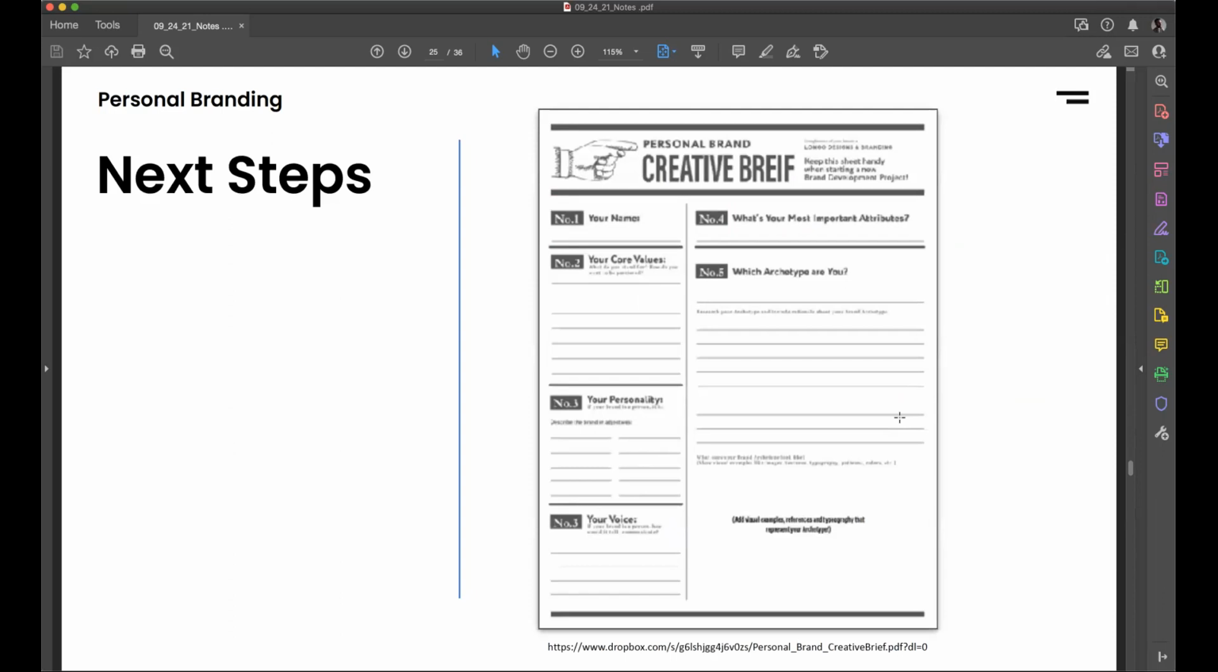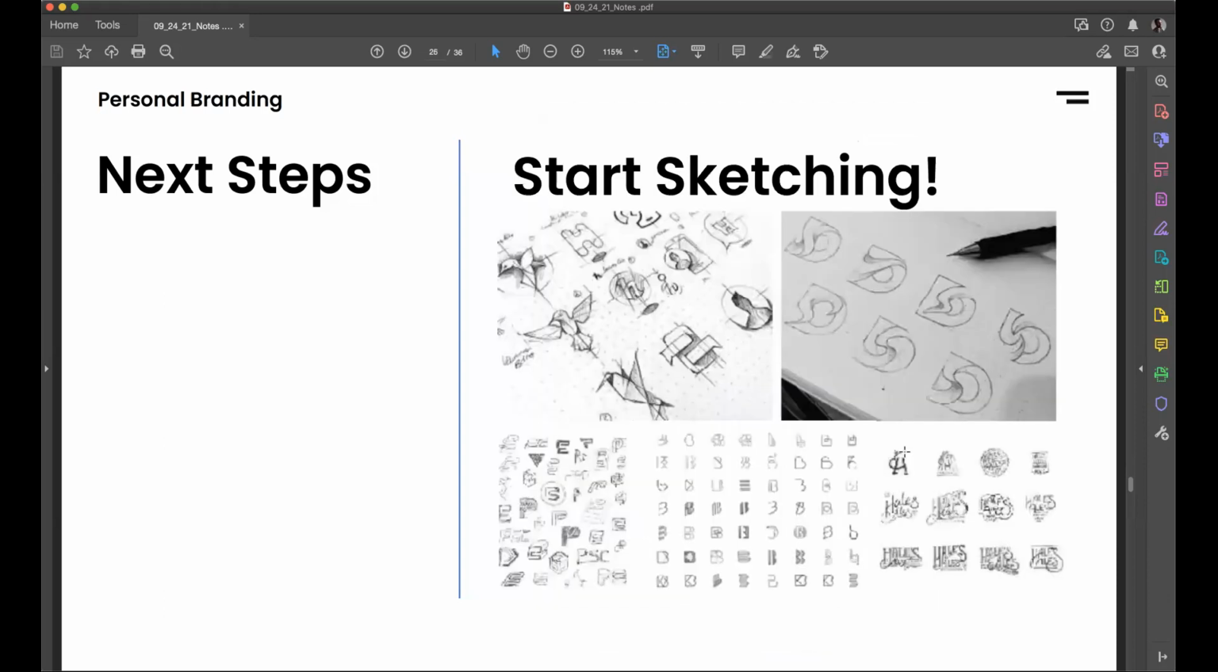This is a Dropbox file that I have that is a creative brief, and it asks all the questions that we just talked about. Your core values, your personality, your archetype, all that great stuff, okay? And then you could start sketching, put some stuff together, but I want you to sketch based on those words. Like you can't do the sketching until you've done the background information, the background history, and all the research on you as a designer, okay? So I hope that makes sense.